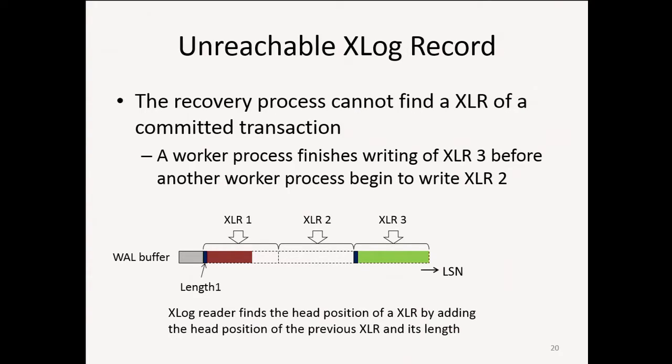The XLog reader accesses this XLog, adds the logical sequence number 2 and length 1, and then the head of XLog record 2 is obtained. It tries a similar calculation, but there is no length field, so this XLog record cannot be found. As the write of XLog record 3 is completed, a commit of the corresponding transaction is possibly finished, resulting in a transaction lost.